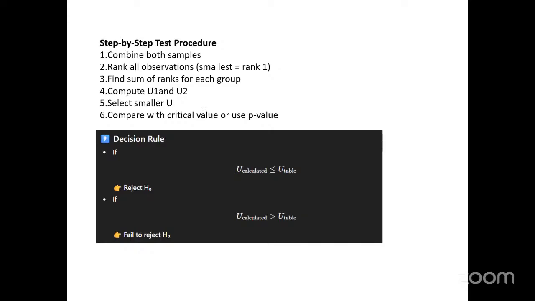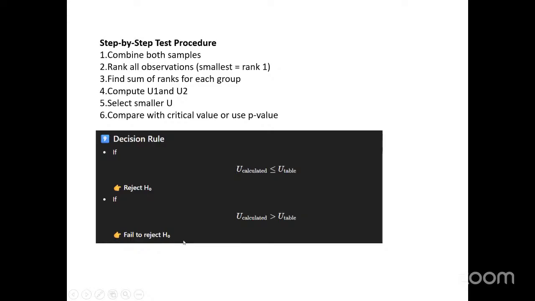For us, that is U. So next, we have the test statistic. Now you have to calculate U and then get to our decision rule as usual. If the calculated value is less than or equal to the tabulated value, then we reject the null hypothesis. If the calculated value is greater than the tabulated value, then we fail to reject the null hypothesis.